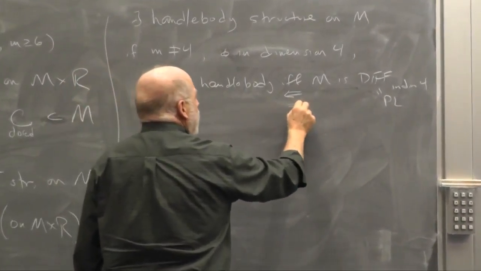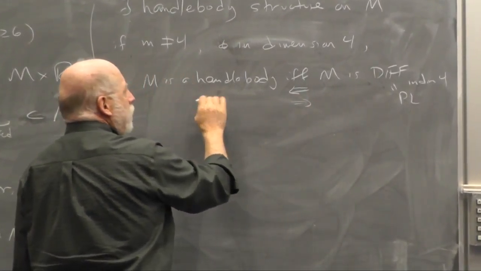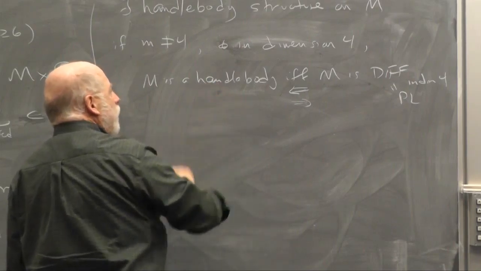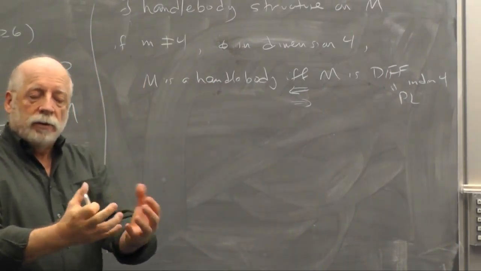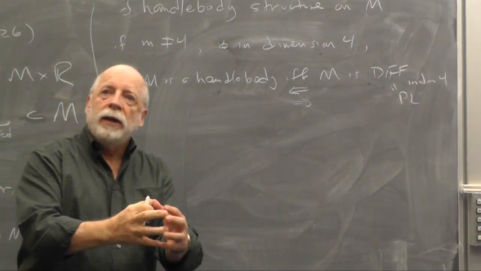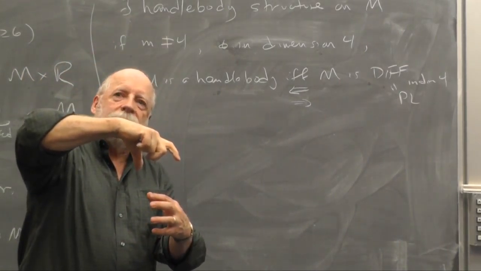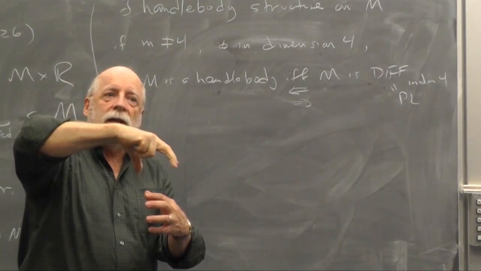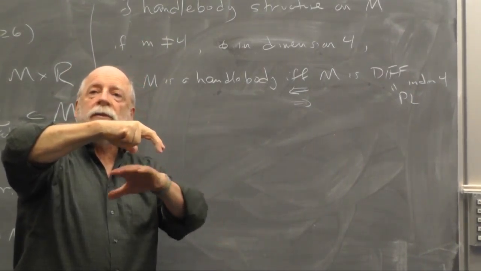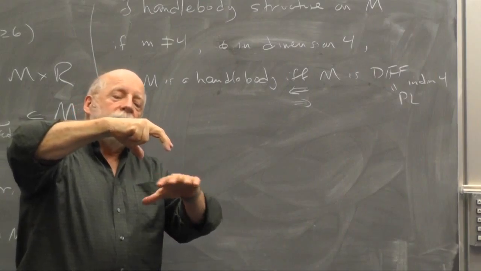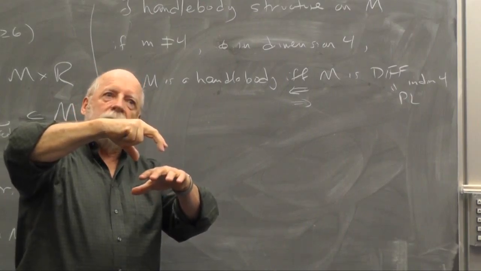For this part, notice that if it's a handle body, how do you make a 4-dimensional handle? Well, you start off with the 0 handle, which is a 4 ball, and you attach a 1 handle. Or you attach some handles. But whenever you attach, you're attaching them to the boundary, which is 3-dimensional. And every 3-dimensional manifold is smooth.